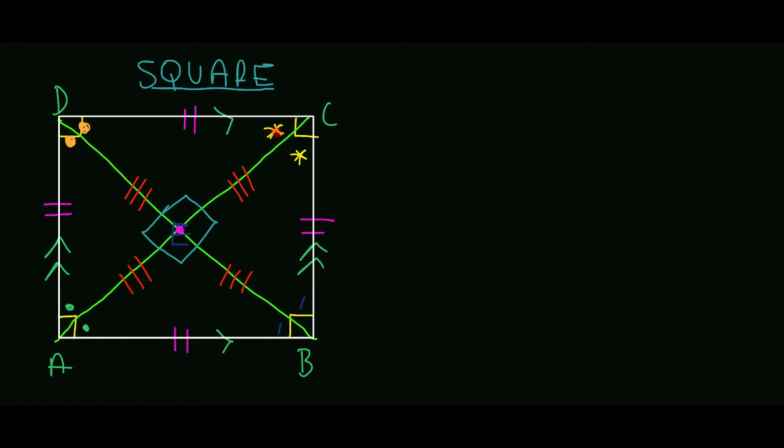And because the corner angles are 90 degrees, we expect this angle to be 45, because the diagonals bisect the corner angles, meaning they cut them in equal halves. So if this is 90 degrees, this must be 45, and this one also 45. So these angles are 45 degrees, because diagonals bisect corner angles. And remember, AC equals BD because diagonals are equal. Those are the very important things.